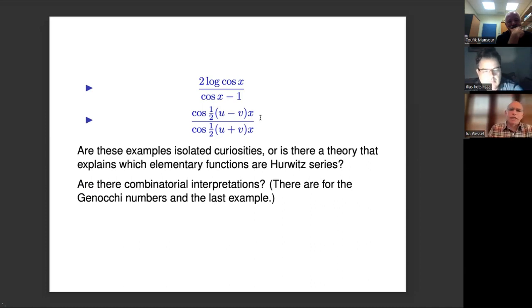So my question here is, are these things isolated curiosities? They're all in some way vaguely related to the Bernoulli numbers, but the proofs are all different. I don't know of any uniform proof for showing that these are Hurwitz series. And is there a theory that explains which elementary functions are Hurwitz series? Is there some nice criterion or some kind of general proof method? And of course, we can always ask if there are combinatorial interpretations, because in some cases there are, but in most cases we don't know of any.